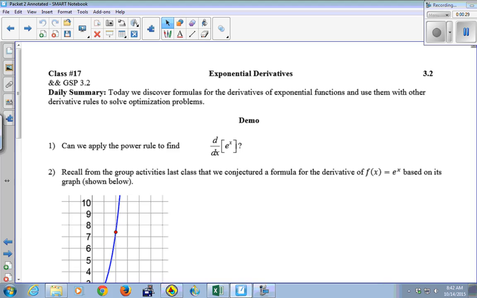Okay, so today we're going to discover formulas for the derivatives of exponential functions, and we're going to use them with some other derivative rules to solve optimization problems.